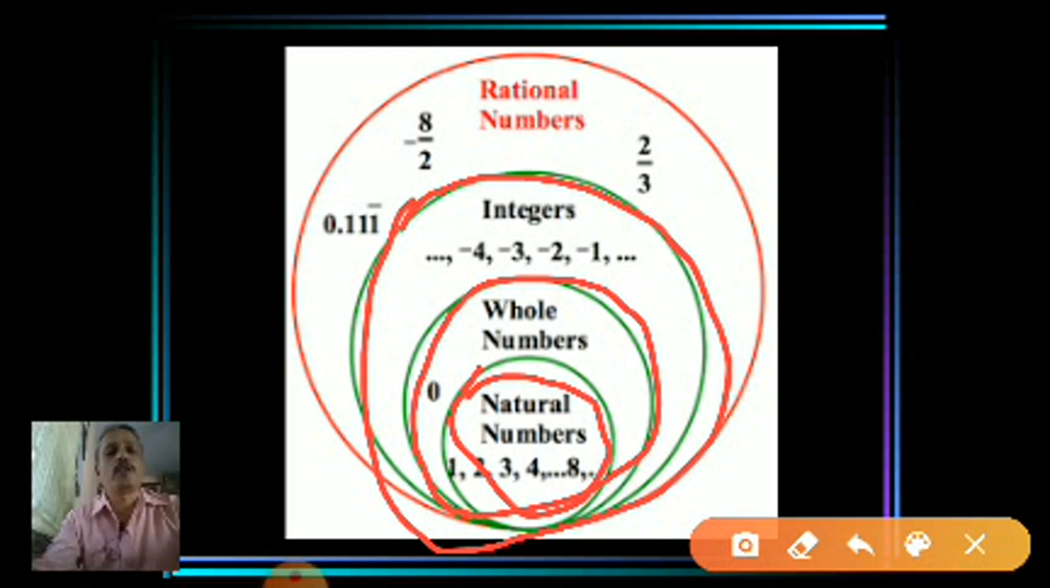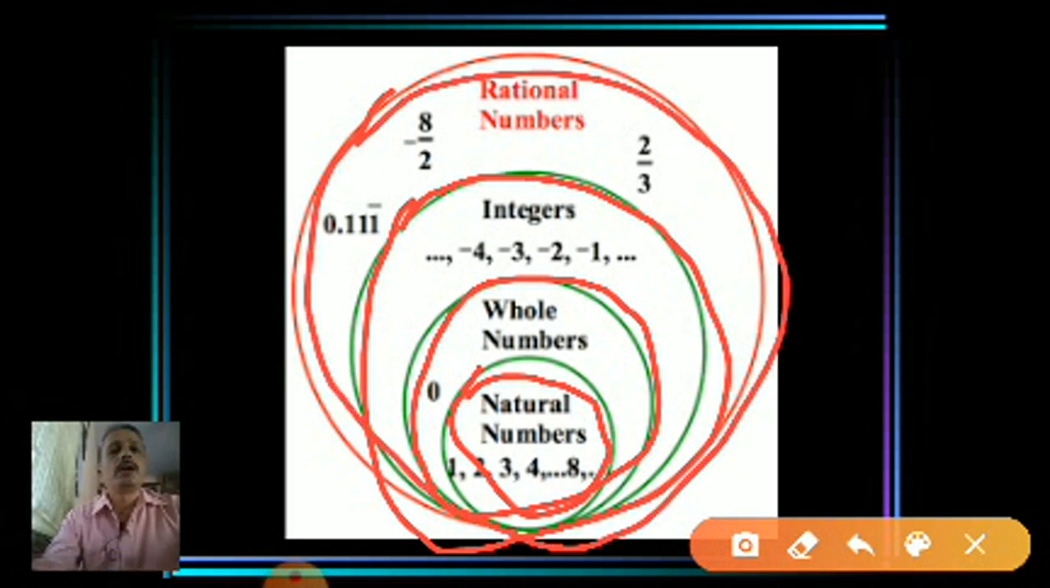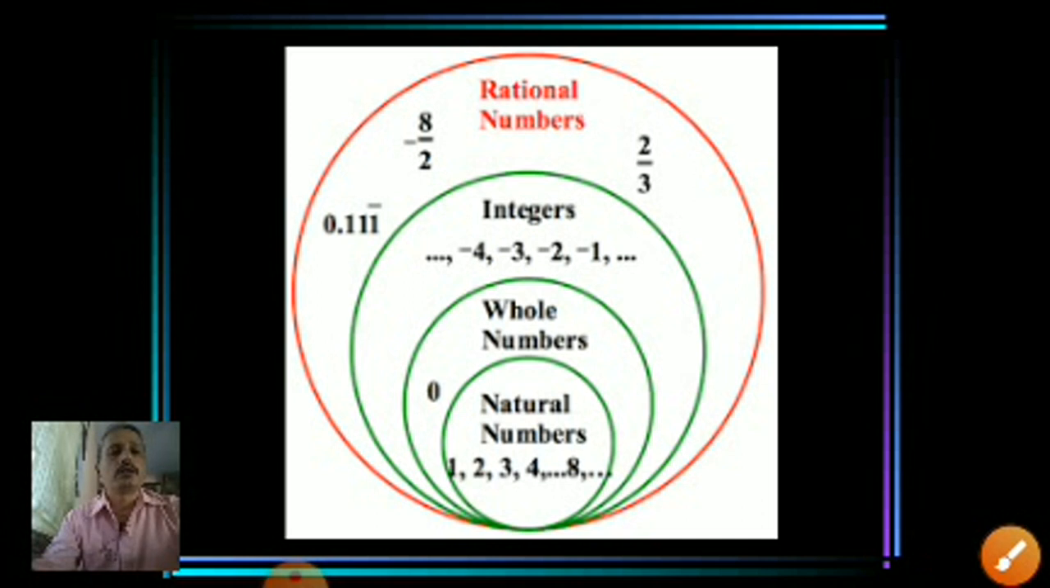It comes in the form of P upon Q, or you can say A upon B, where Q and B never become 0. These forms represent the rational numbers. There are negative rational numbers also, isn't it? So the last circle is showing all types of numbers including positive, negative, 0, and in the form of fractions, that is P upon Q. I hope you got a clear idea regarding numbers.